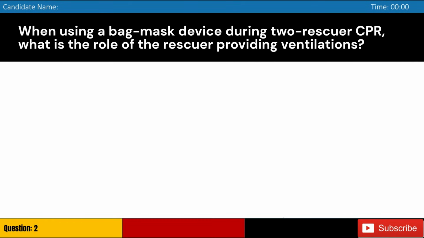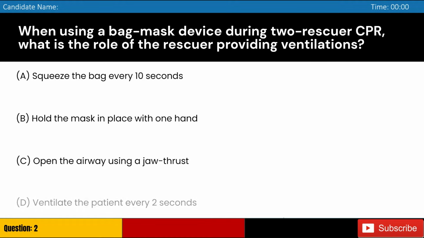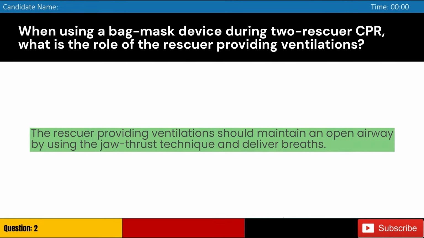When using a bag mask device during two rescuer CPR, what is the role of the rescuer providing ventilations? A. Squeeze the bag every 10 seconds. B. Hold the mask in place with one hand. C. Open the airway using a jaw thrust. D. Ventilate the patient every 2 seconds. Answer: C. The rescuer providing ventilation should maintain an open airway by using the jaw thrust technique and deliver breaths.